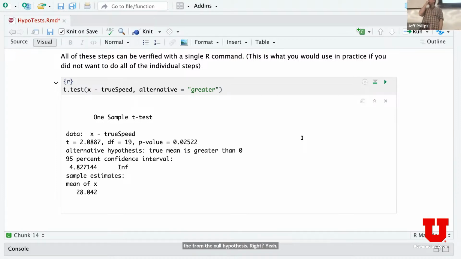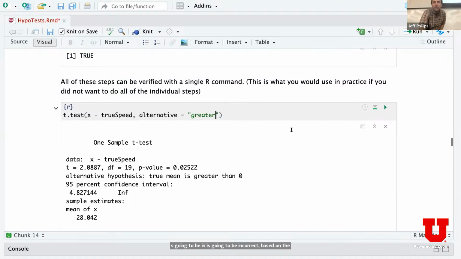Is it between 0 and 1? Yeah, the p-value is a probability, so it has to be between 0 and 1. And the smaller the p-value, the more likely that the null hypothesis is incorrect based on the data.